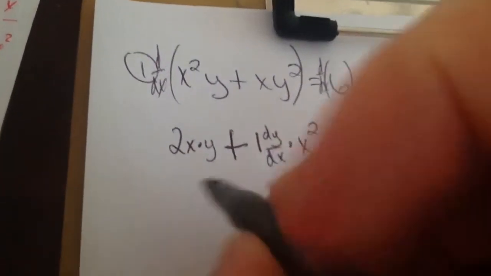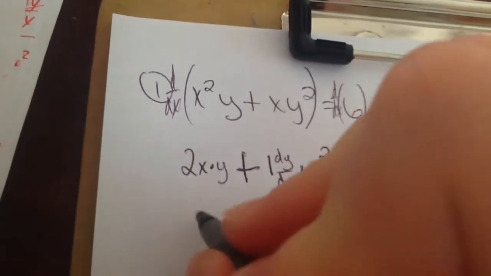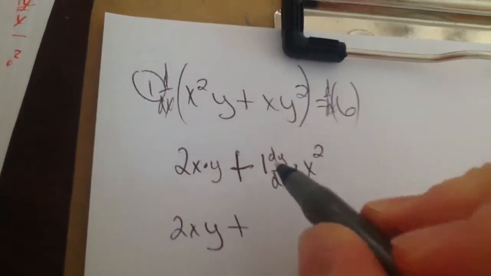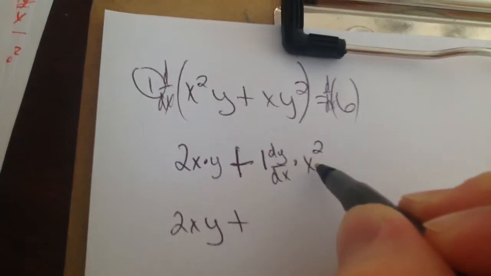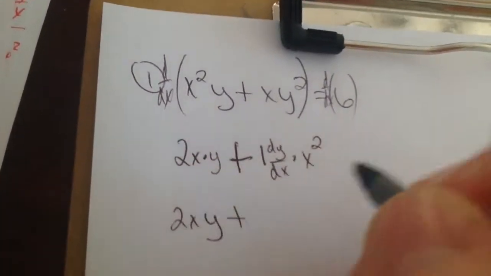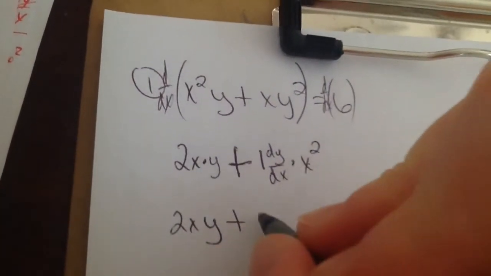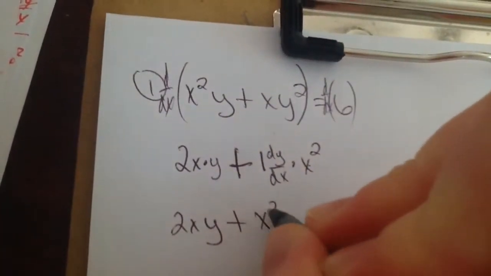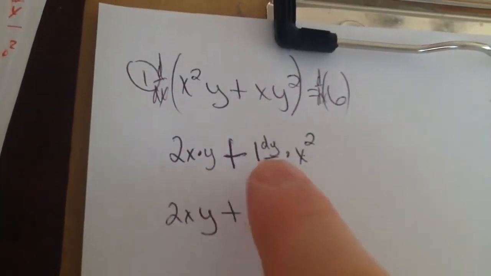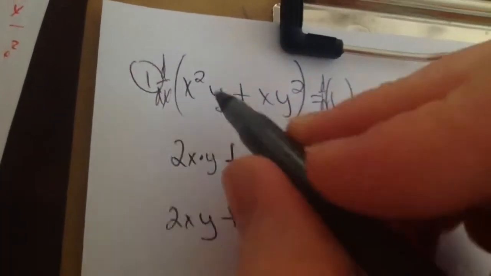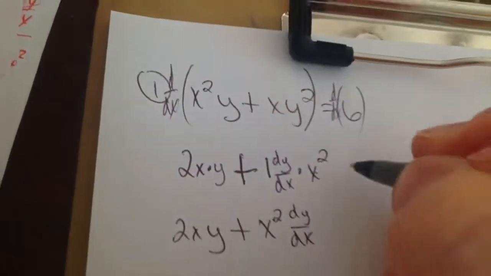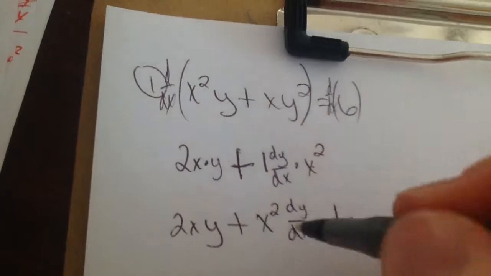Should clean this up a little bit. This is just multiplication, so we can just write 2xy. And we got 1 times that times x squared. I like to write dy/dx in the back always, so this would just be x squared dy/dx. That just looks a little better. So that's the derivative of that piece. Well, now we got this one. So we're going to have plus.